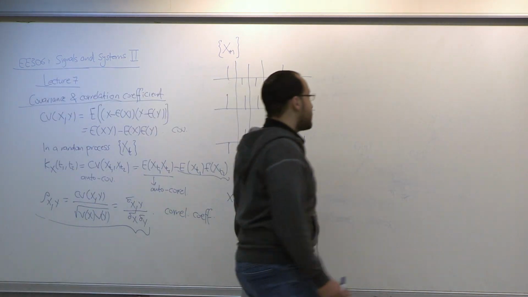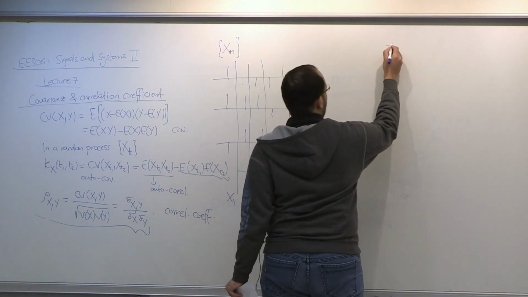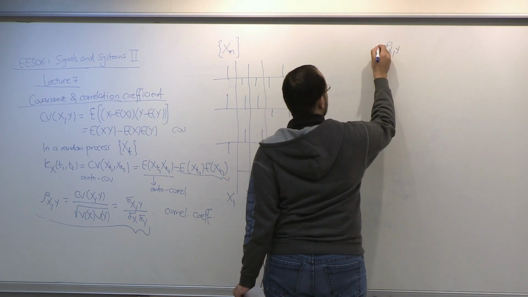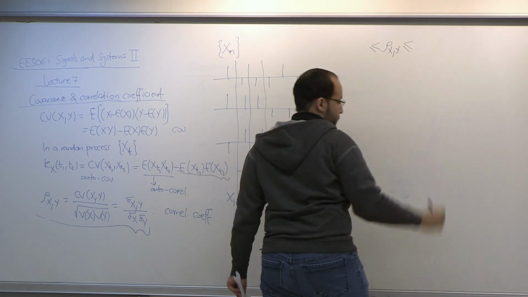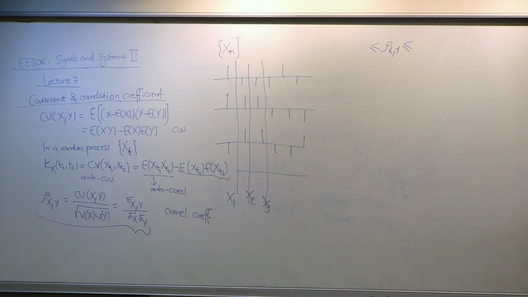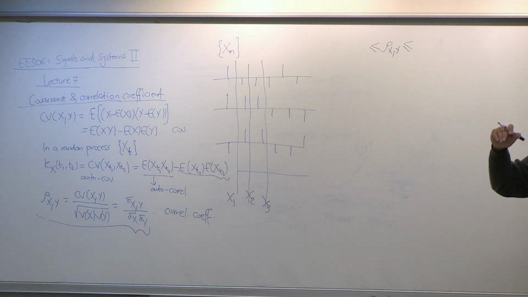Can someone tell me what is the range of rho XY? What is the maximum absolute value of rho XY? What is the maximum absolute value of the correlation coefficient between two random variables?